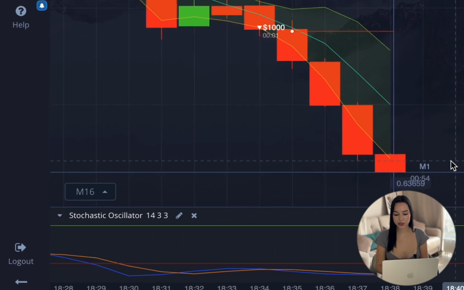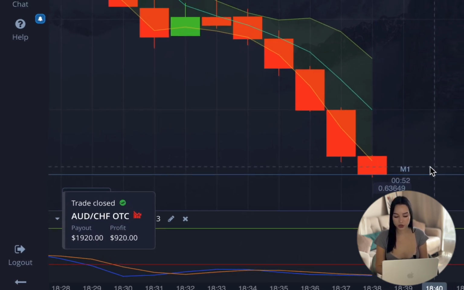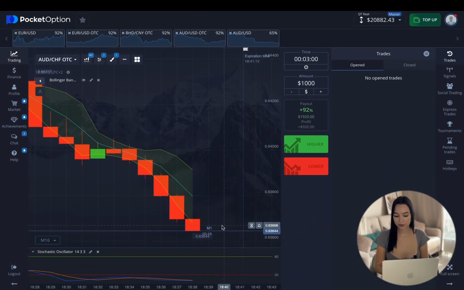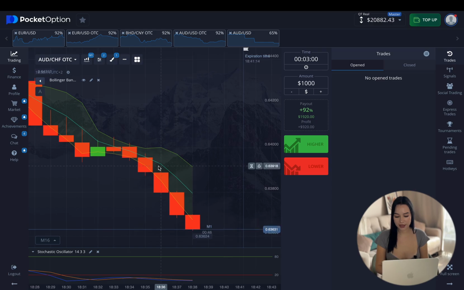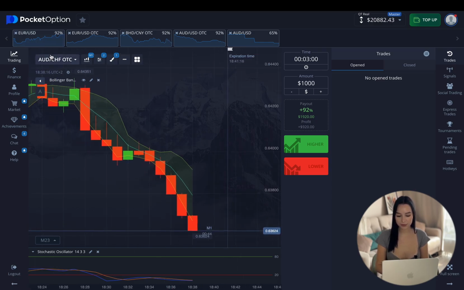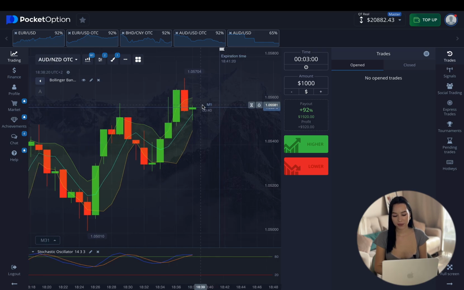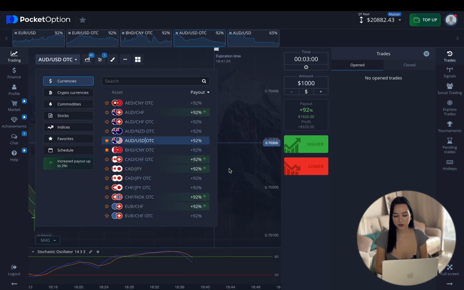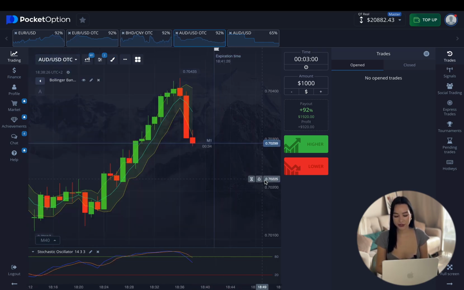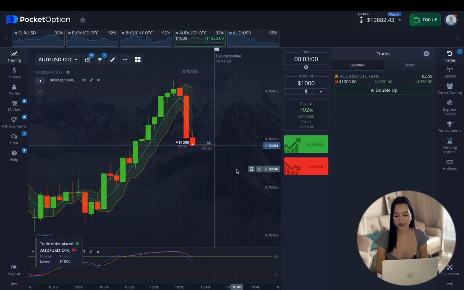So guys, it's 3, 2, 1, and boom, we won our trade. Guys, let's find another chart maybe. So I will show you more situations, and we need to find the chart where all the indicators are showing us the same signal. Here it is, and I open a trade here for $1,000 down again.